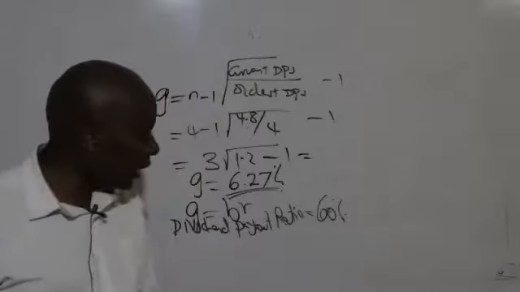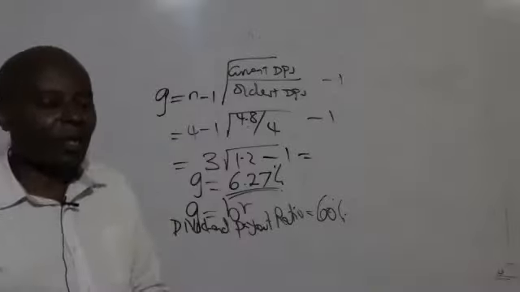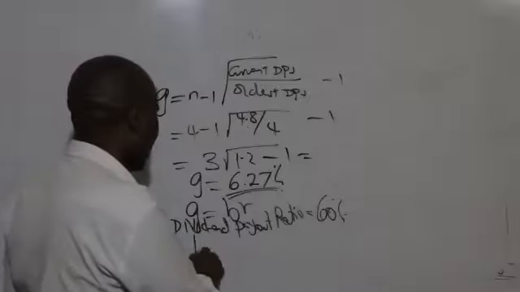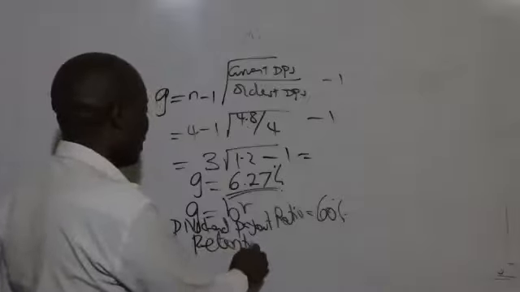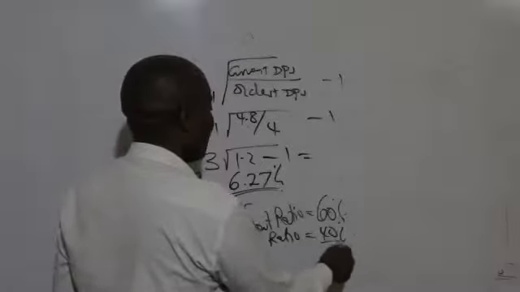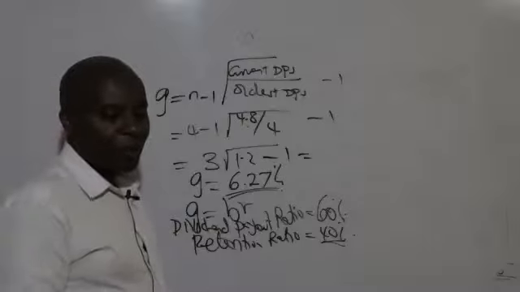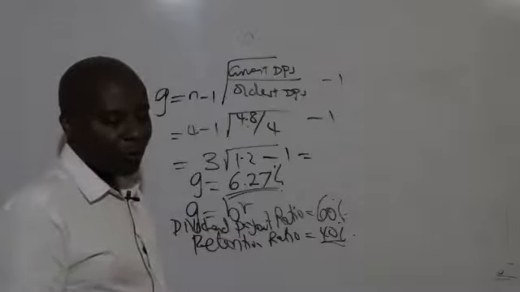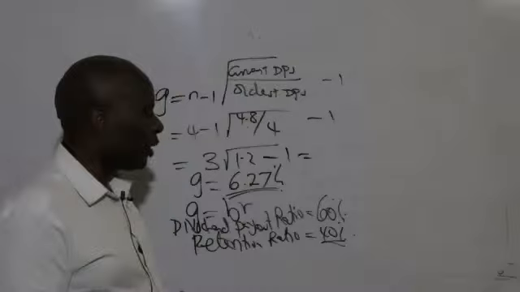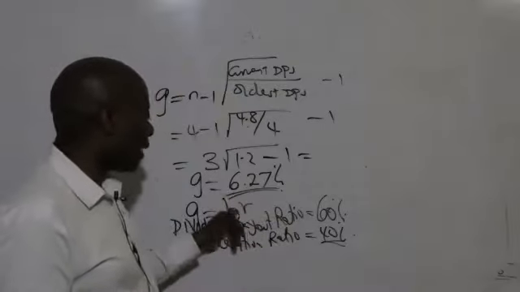So they've given us the dividend payout ratio, which is 60%. If we are paying 60%, we are retaining 40%. So the retention ratio is 40%, which is the same as 0.4. Now, the moment I have this, I'll be able to go back to my formula.